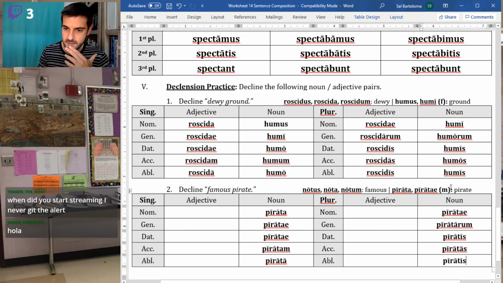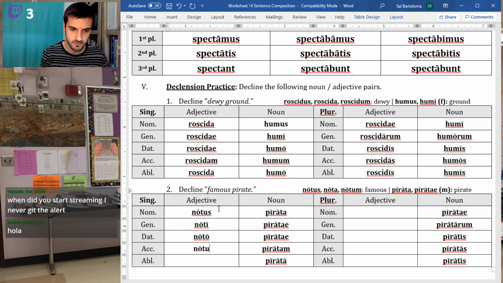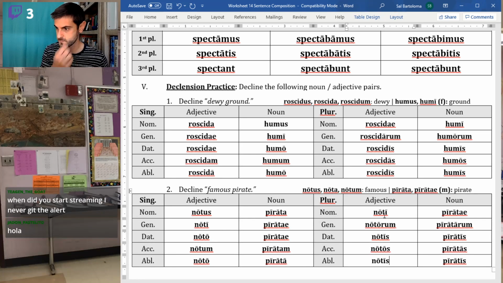But pirate is masculine, so we need to describe him as notus, which is second declension. So notus, noti, noto, notum, noto. Us, e, o, o. And then over on the plural side, noti, notorum, notis, notos, notis.